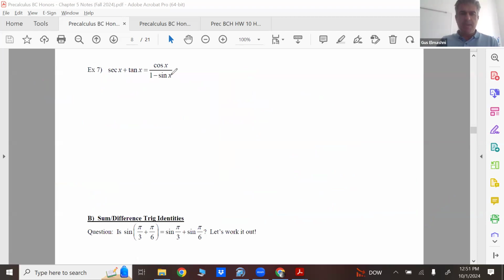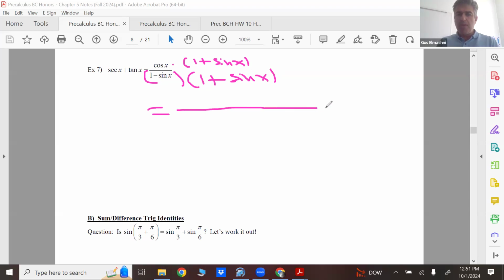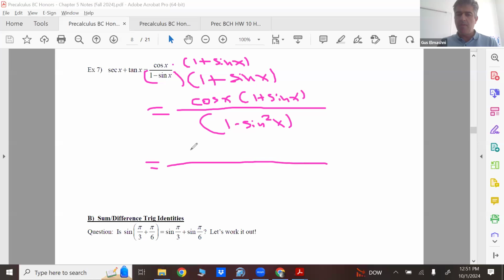Okay, for example 7, I would probably work on the right side. I know it's not terribly obvious sometimes, but if you see an opportunity to do a conjugate, I would, because then I can make it look like the left side more easily. Don't distribute that cosine x. We want things to cancel out nicely.